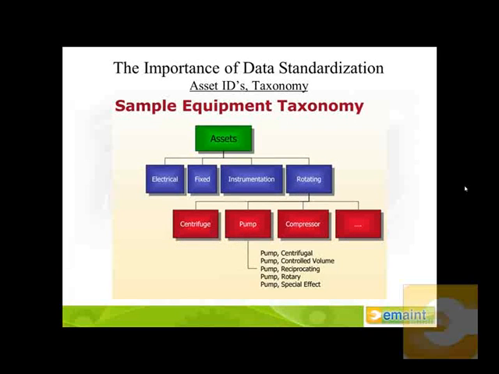This is just a sample equipment taxonomy here, so take this in your mind and put it into the file structure that you would see in Windows Explorer. You have your asset, and then in this particular case we're looking at the rotating asset down to the pump, and the pump being a centrifugal pump, a controlled volume pump, a reciprocating pump, etc. So just an example of a sample data taxonomy here for our assets.